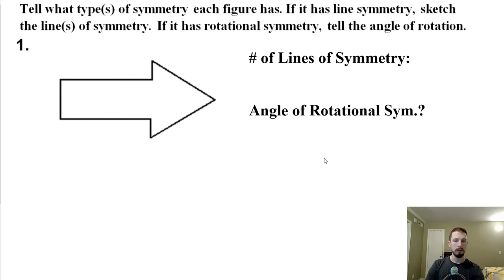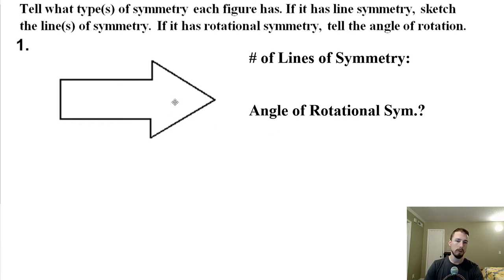All right, so we're on the assignment. Wow. That is so fast. That's amazing. So such simple stuff. A lot of fun. All right, number 1, tell what types of symmetry each figure has, whether it's lines of symmetry, rotational, or reflectional symmetry. We'll go from there. All right, if it has linear symmetry, sketch the lines of symmetry. If it has rotational symmetry, then tell the angle of rotation. And oftentimes we'll actually have both.